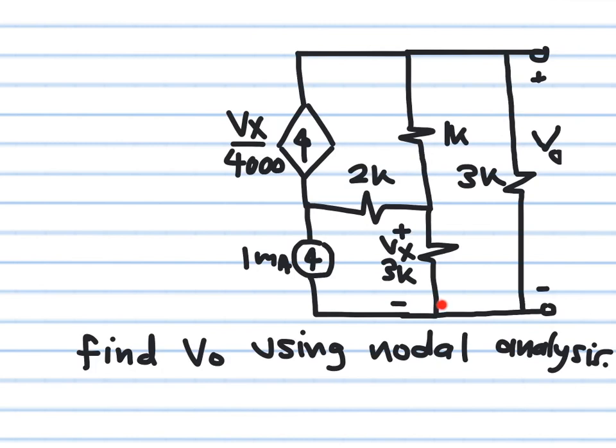We have one independent current source, one dependent current source, and we would like to find the V output here using nodal analysis. This is really the target of this problem. So the classical way or the straightforward approach that we got used to in classes is simply we select this bottom node here to be ground.